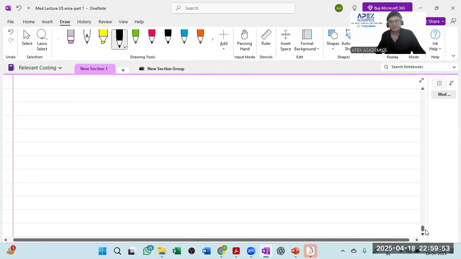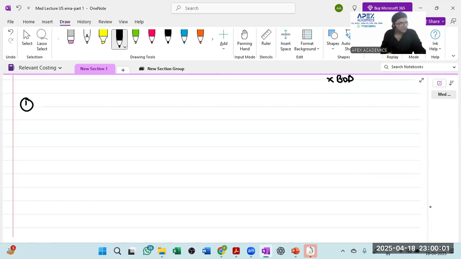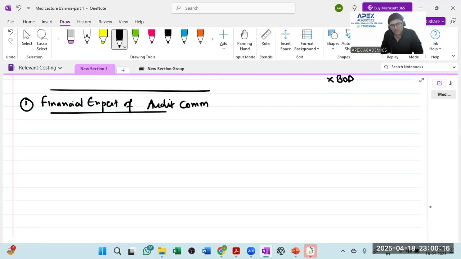Now, point number one, or concept number one in audit committee, is the financial expert of the audit committee. What is the point about? It is about the financial expert of the audit committee.